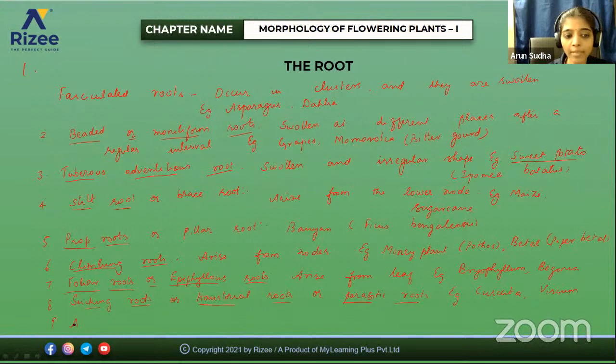And then annulated roots. Here the swelling occurs in a series of rings on the roots.